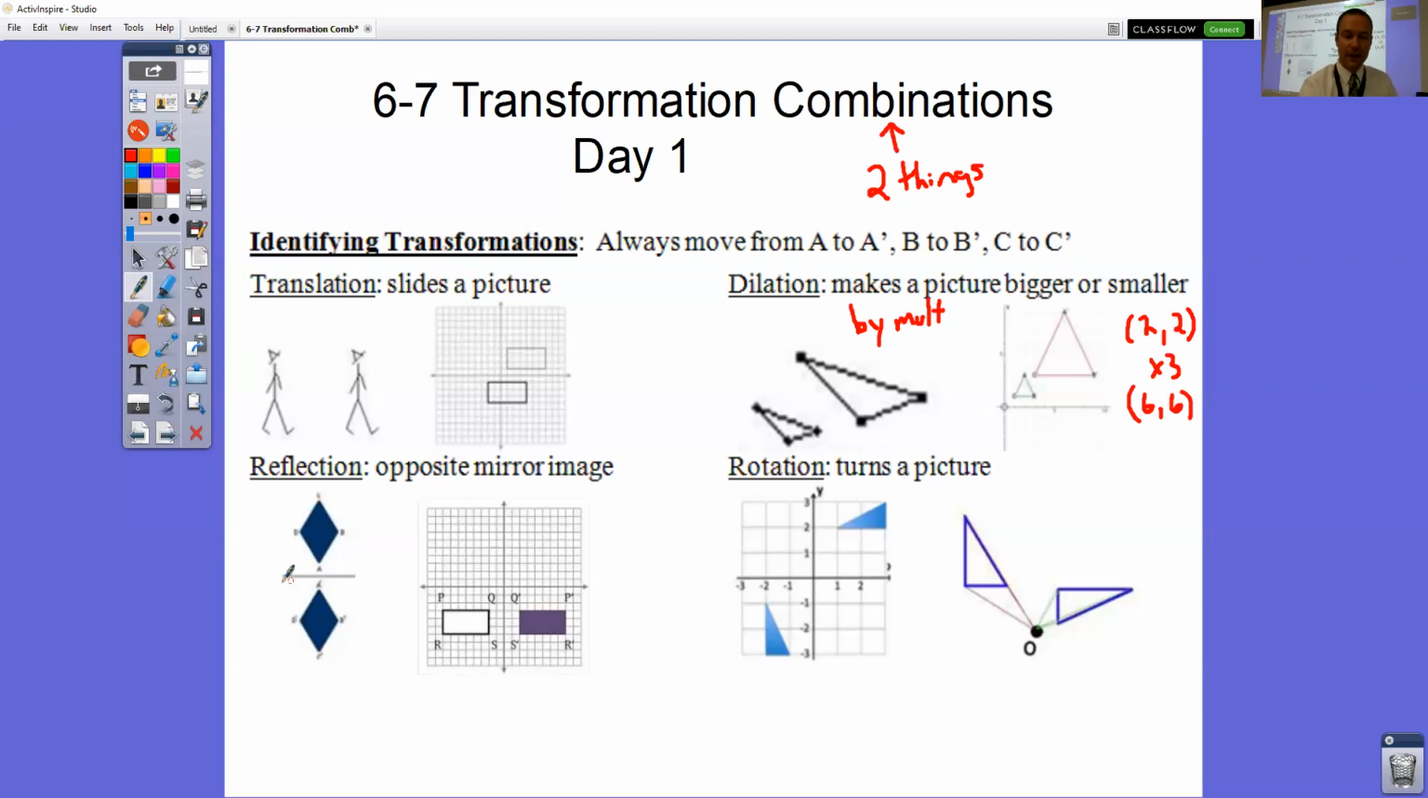A reflection, remember that it could be over the x-axis like this one is, or it could be over the y-axis like this one is, but it is that flipped opposite mirror image. A rotation turns a picture. We won't have any rotations today, but we will tomorrow.